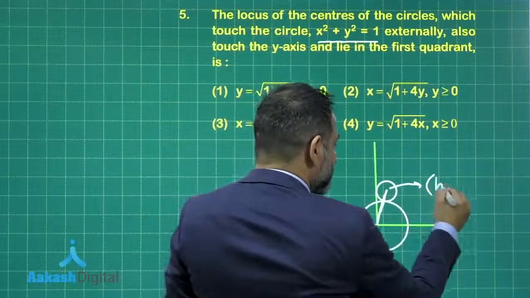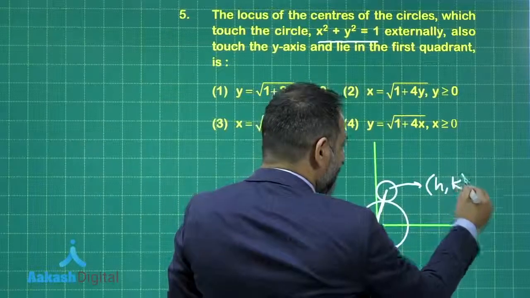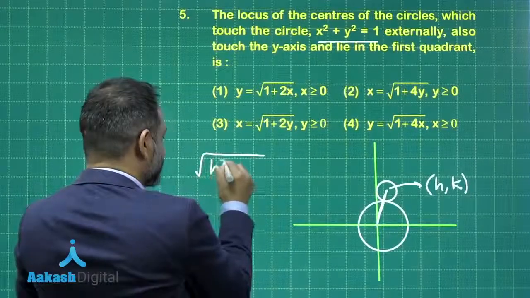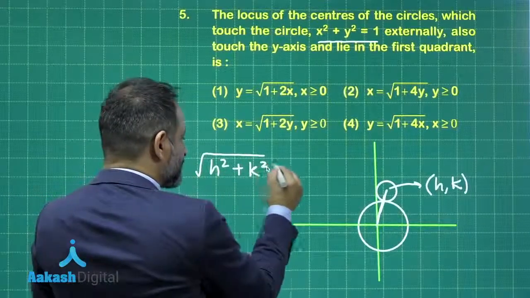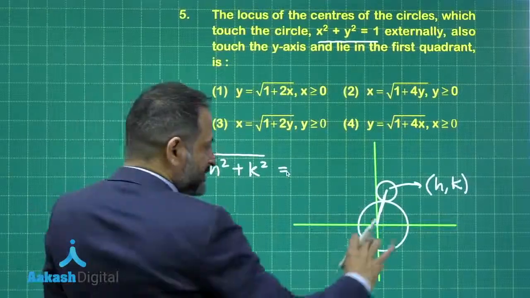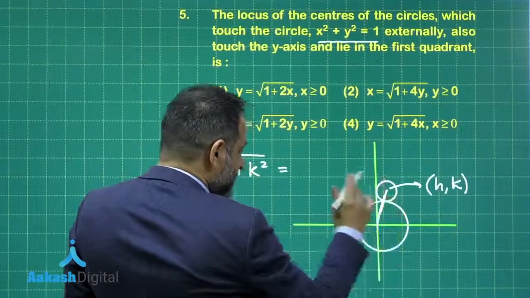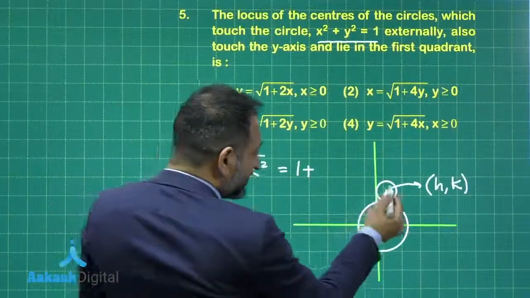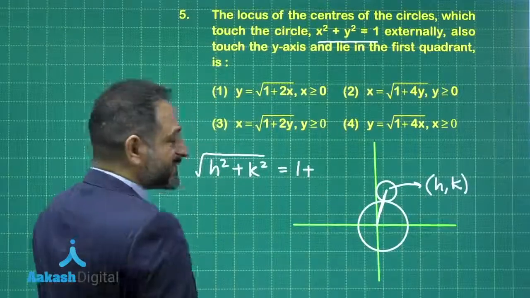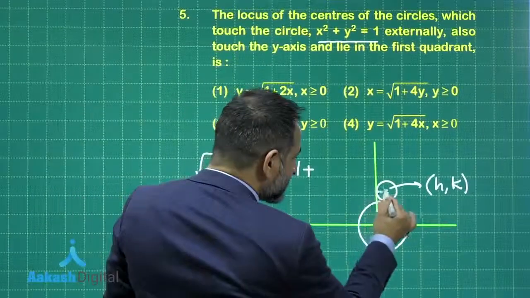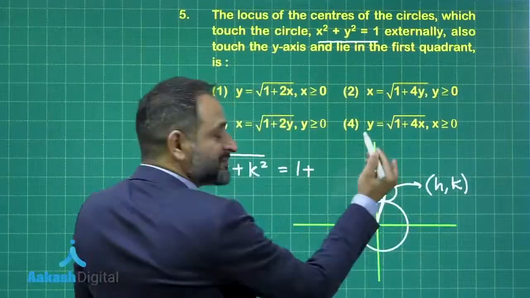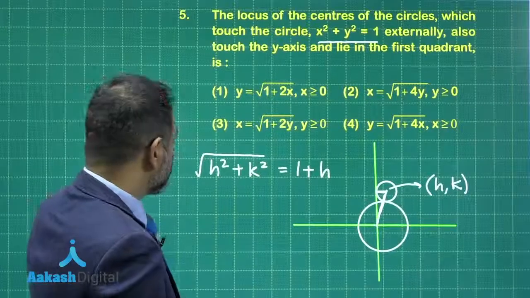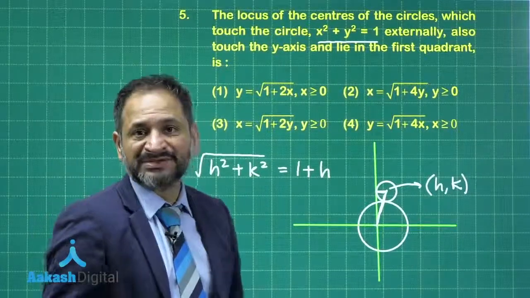So let us assume this as h comma k. Now the distance formula, distance from the origin is under root of h square plus k square, and this is equal to what? It is equal to sum of radius, that is this is equal to 1. And what is the radius of this circle? Now since this circle is touching the y axis, so definitely this is the radius. So this radius is actually equal to h. So there is no need to assume one more variable, because again you have to get rid of this variable.